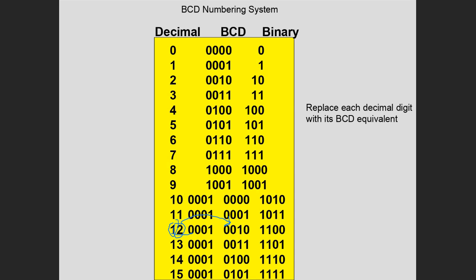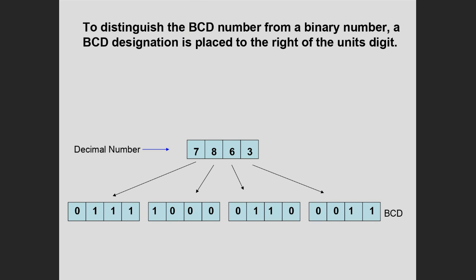And that allows us to use circuitry and devices to run this to a 7-segment display or some kind of device where I want to either enter decimal digits or read out decimal digits. I do so in BCD. Well, you might think to yourself, how do I differentiate a BCD number from a binary number? Here's how you would do that. You got this decimal number, 7,863, and you want to represent it in BCD.